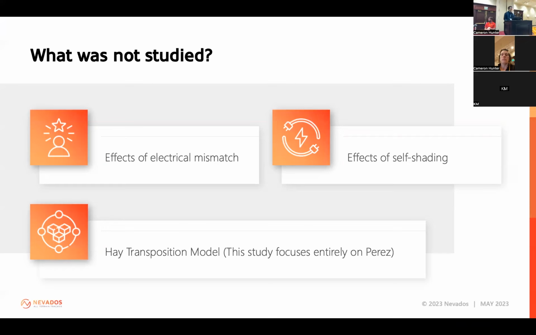So what was not studied: this is not a performance model. This is not comparing to actual energy. This is a desktop simulation. We're mostly interested in the irradiance or effective irradiance. So no electrical mismatch, no tracker self-shading, and we use the Perez model.